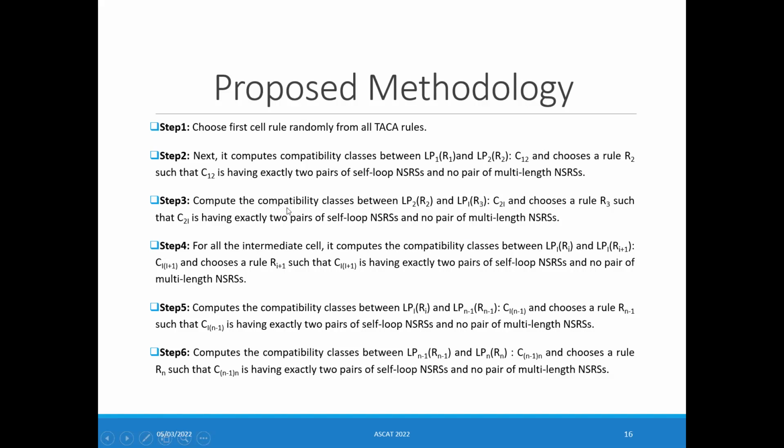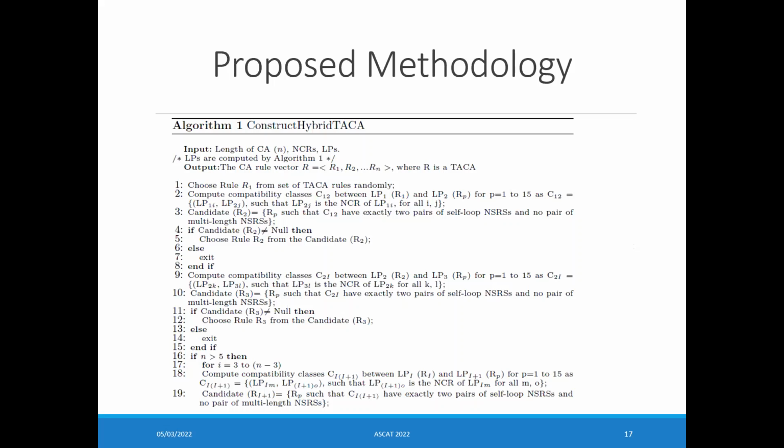Similarly, for the second cell and third cell, we have to compute the compatibility class between LP2 and LPI. LPI is nothing but the loop in the intermediate cell. And we can choose any rule if in the compatibility class there are exactly two self-loops and there is no multi-length cycle in the NSRSG. Similarly, we can identify the second last cell and the last cell. This is the detailed algorithm.